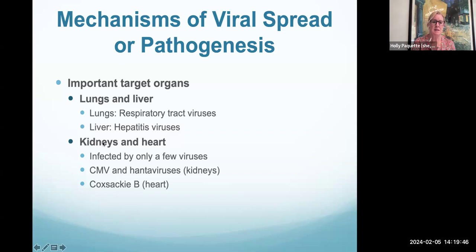We can also get infections with viruses that can affect our kidneys and heart, although these are less likely than some of the other organs. We can have cytomegalovirus and hantavirus that can affect the kidneys. And we have Coxsackie B, which can affect the heart. It can cause myocarditis, which is inflammation of the muscle of the heart.